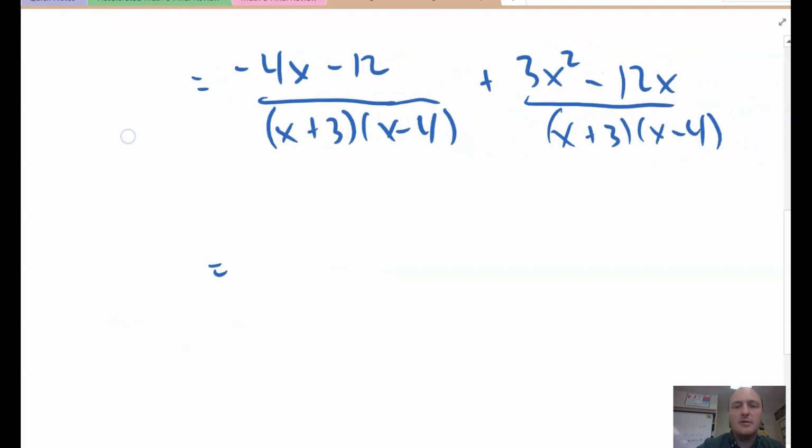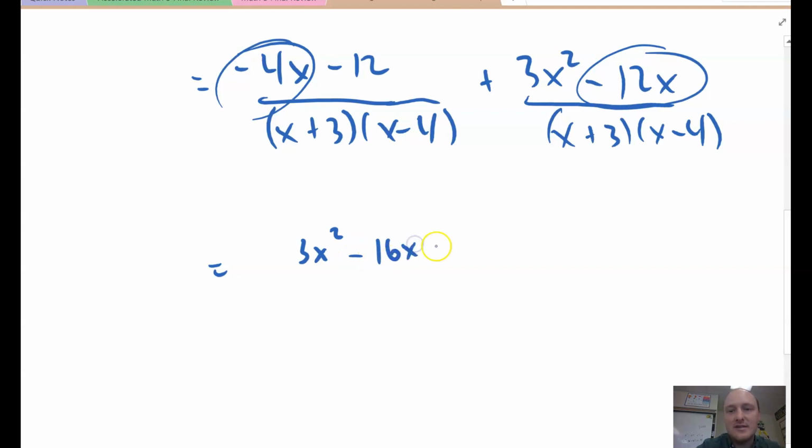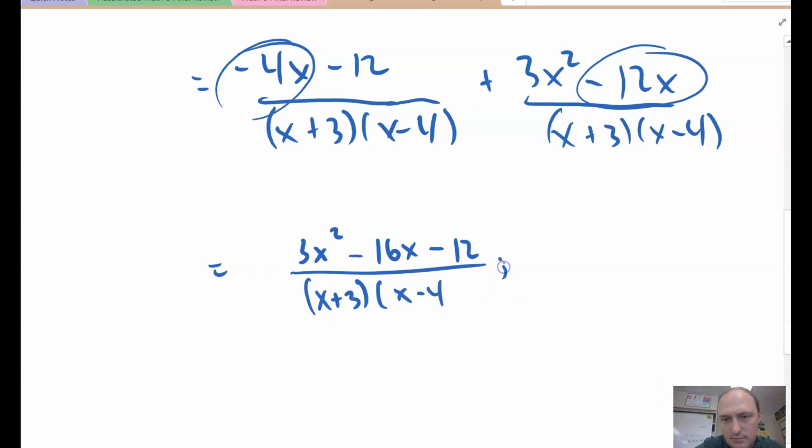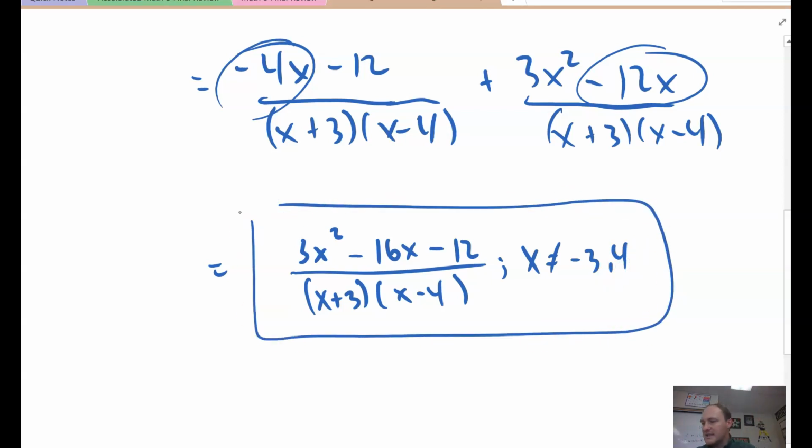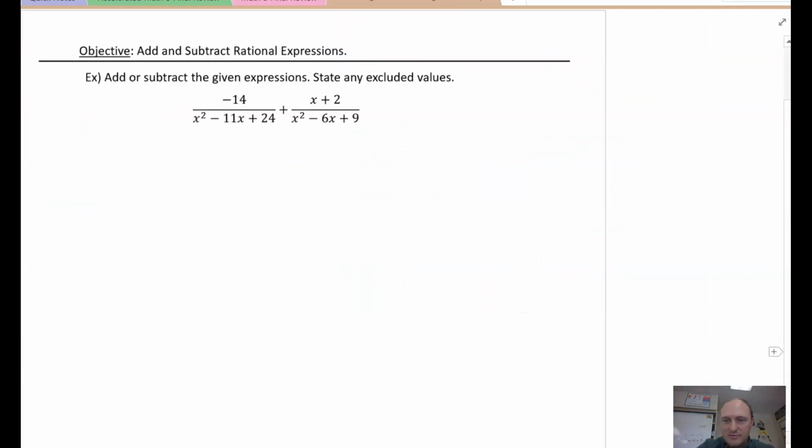Okay, so this gives us 3x squared. Got a -12x and a -4x. I'm combining. That's going to give us -16x minus 12 over x plus 3, x minus 4, where x cannot be -3 and 4. Okay, so there it is. There's your answer. Nice and easy, right? All right.